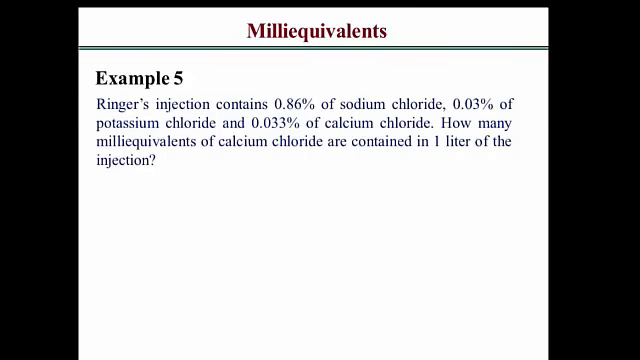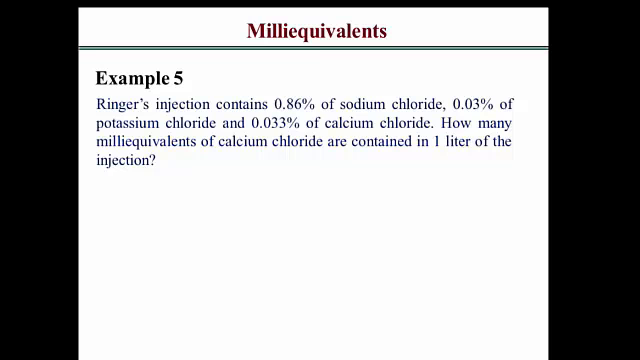Next example. This is a little bit more interesting. And maybe typically what you may encounter. So it says Ringer's injection contains 0.86% of sodium chloride, 0.03% of potassium chloride, 0.033% of calcium chloride. How many milliequivalents of calcium chloride are contained in a liter of the injection?